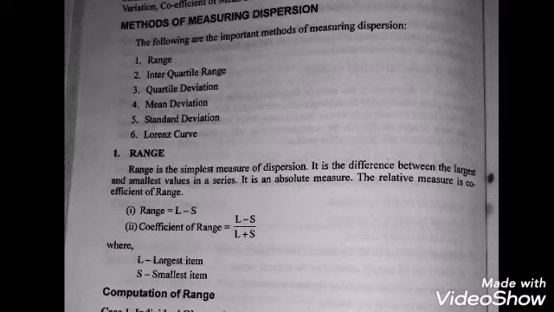First one is range. Range is the simplest measure of dispersion. It is the difference between the largest and smallest values in a series. It is an absolute measure. The relative measure is coefficient of range. Range is equal to L minus S, where L is the largest item and S is the smallest item. Coefficient of range is equal to L minus S divided by L plus S.